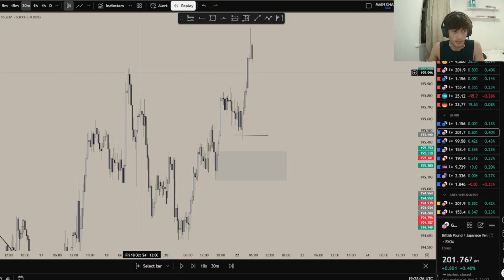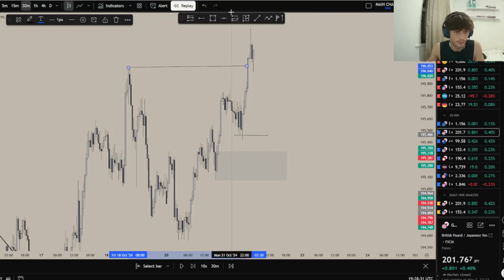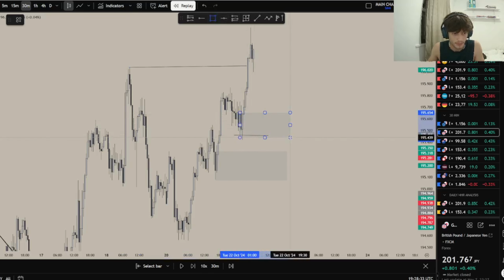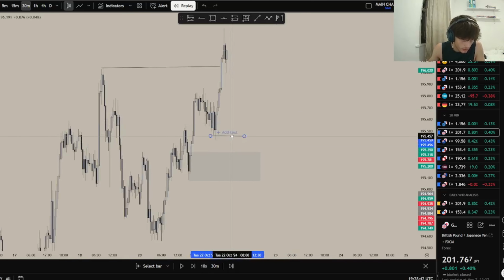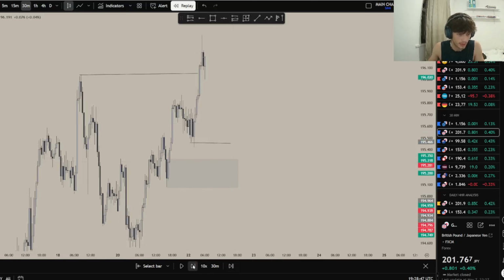When price comes on to make this high, I know I'm not going to be looking at this zone anymore, because there's no liquidity resting above it. I'm now looking at this zone here, and that is where my strategy comes into full force. So I mark out my liquidity, and I wait for price to sweep it here. So let's see what happens.